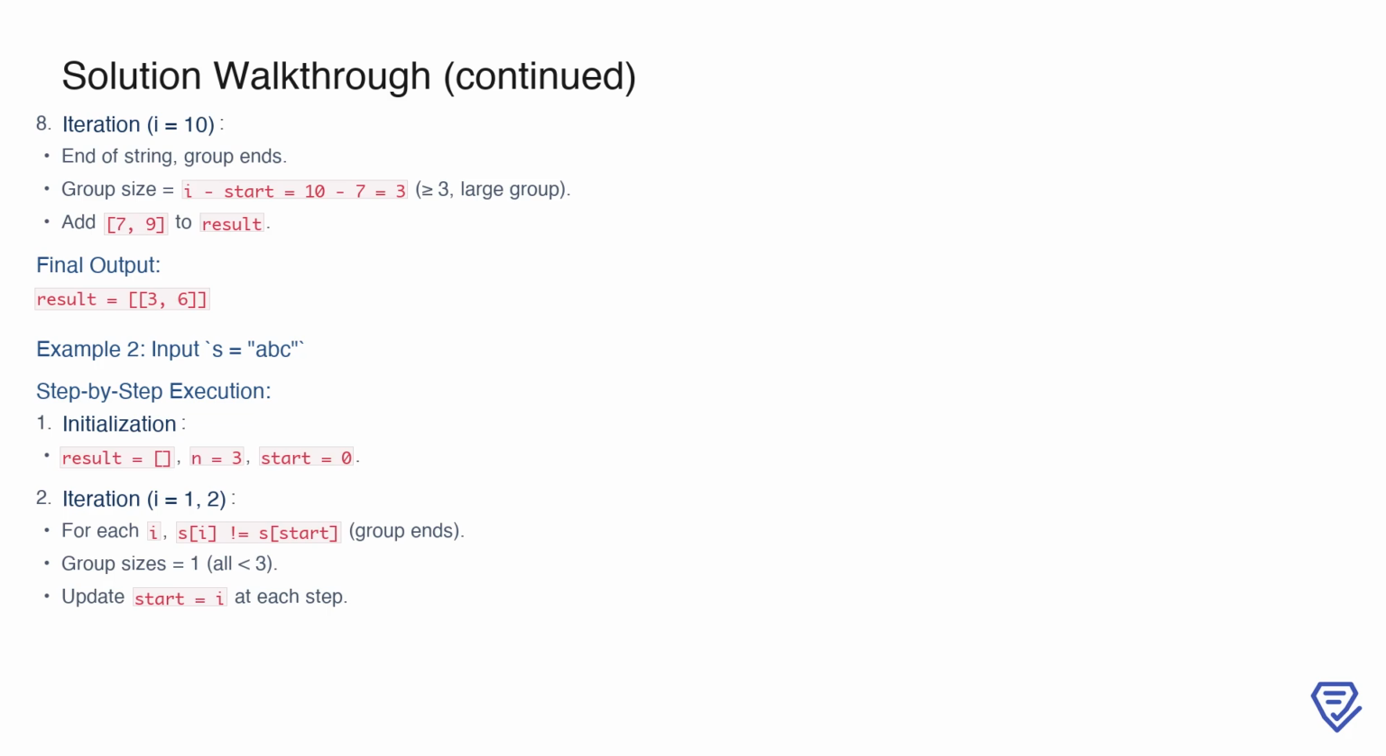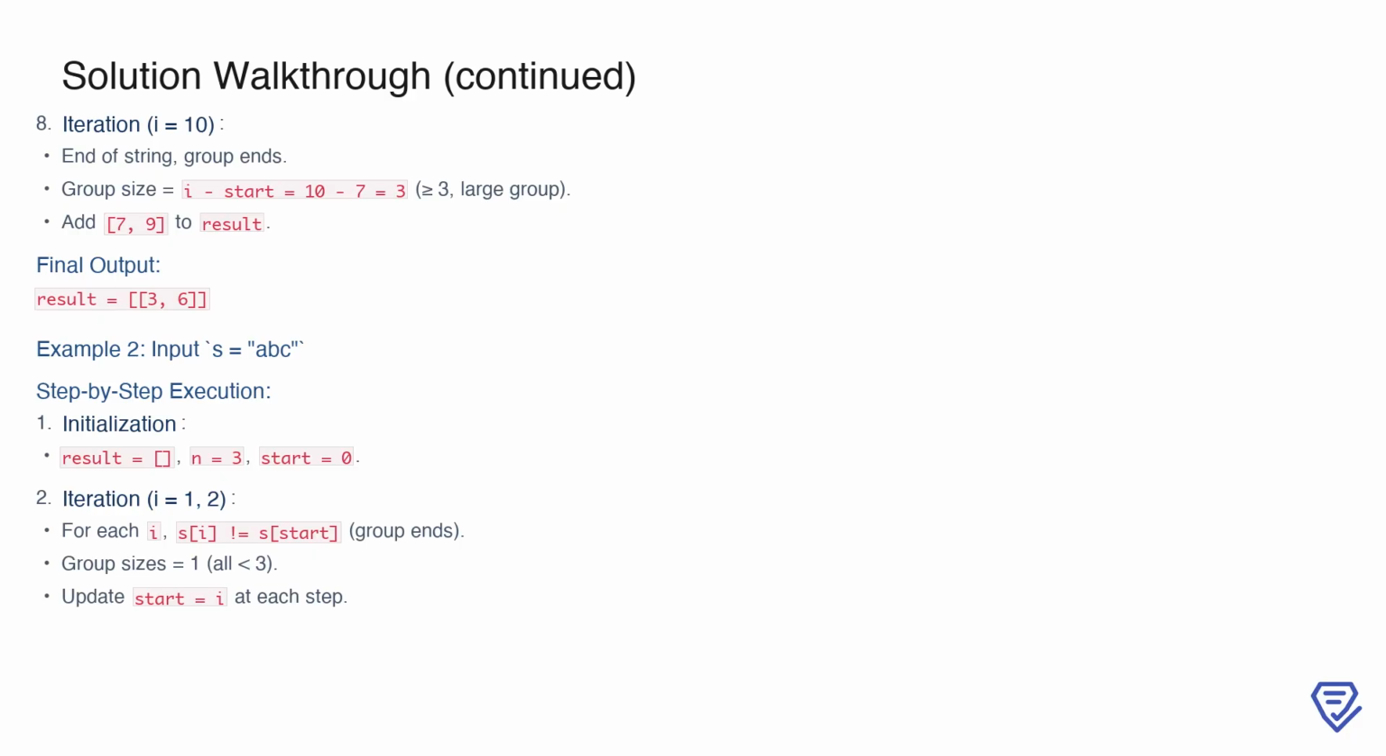Next, for the second example, we take the input s equals "abc". We initialize our variables again. Result starts as an empty list, n is set to 3 as the length of the string, and start is initialized to 0. As we iterate through the string, at each step, the character s[i] differs from s[start], indicating the end of each group. The group sizes are all 1, which are less than 3, so no ranges are added to the result.